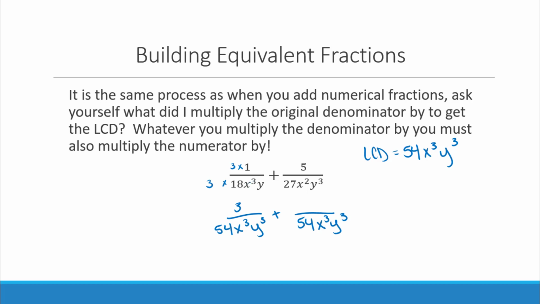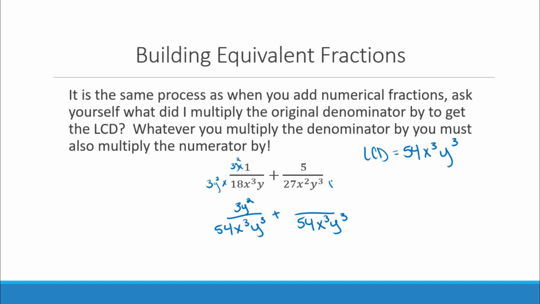Now let's look at the variables. What did you do to go from x to the third to x to the third? Well, you did absolutely nothing. So nothing happens with my x's. But what did you do to go from y to the third? You multiplied by y squared. So since I multiplied this by y squared to get down here, I've got to multiply my numerator by y squared as well.